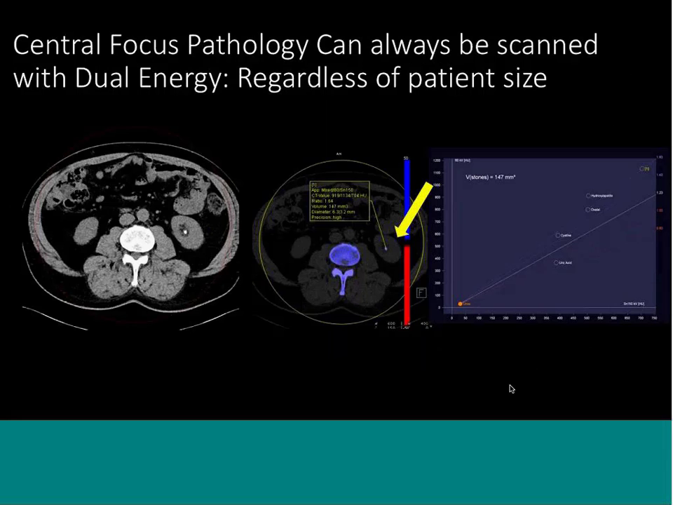Now, it really doesn't matter what size the patient is if what you're looking for is in the middle. So you can have a 300-pounder with dual energy. If you're looking for something in the middle, let's go ahead and use it. It doesn't matter if we cut out the fat, if that extends into the dual energy field of view. In this case, we have a kidney stone, and we map out the kidney stone, and we can identify if it's calcium-based or if it's uric acid-based. And in this case, it's calcium-based, which has implications for how you would treat that.